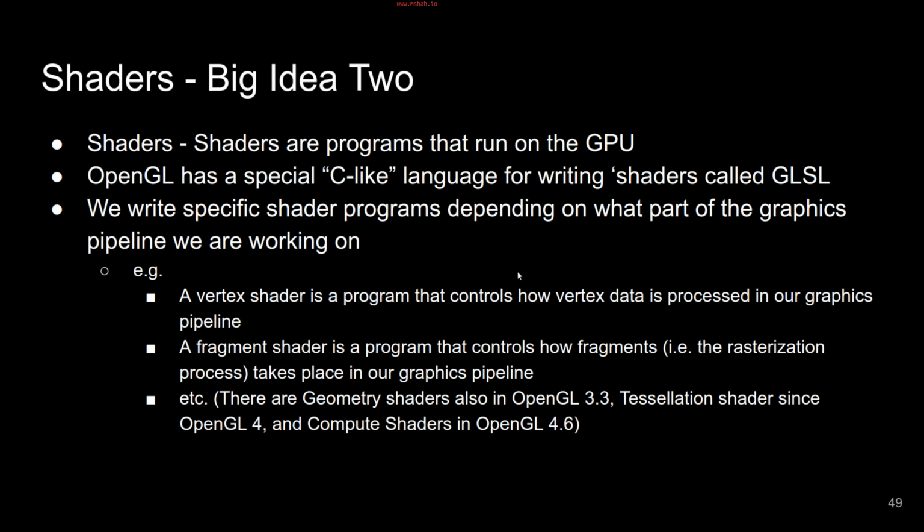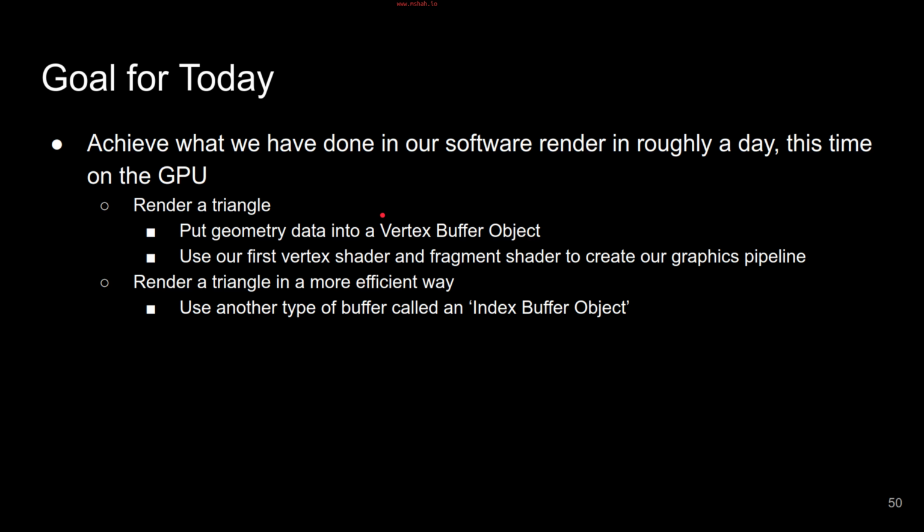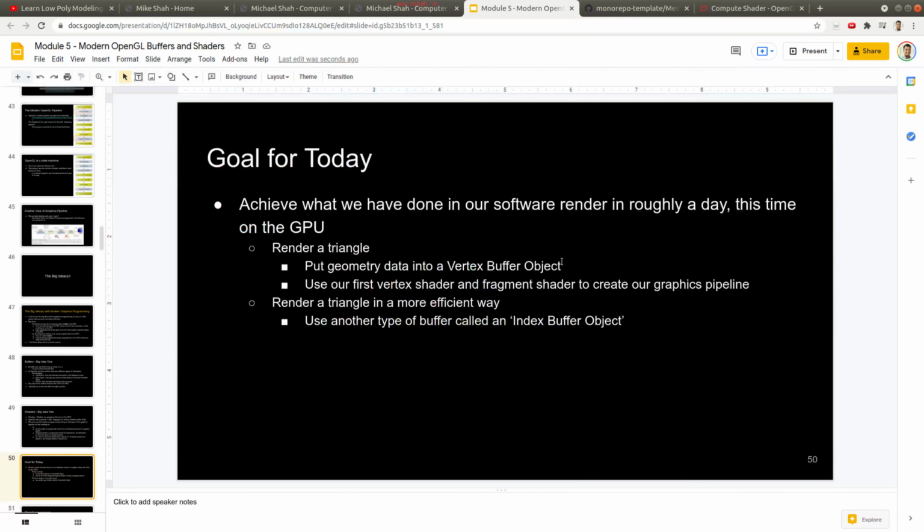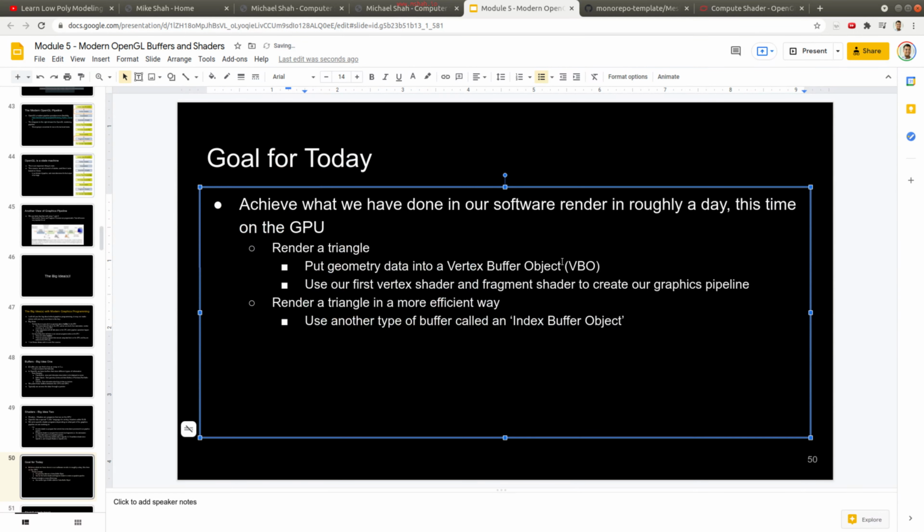So again, there's going to be many different types of shaders that we can use depending on what version of OpenGL we're using and how far we get in the course for our capabilities. Okay, so just getting started though, for today, our goal is going to be just to achieve what we've done in our software renderer in roughly one day, but this time on the GPU. Okay, we're going to just render a triangle, put the geometry data in a special buffer called a vertex buffer object. And I'll go ahead and just abbreviate this because you're going to see it as VBO on occasion.